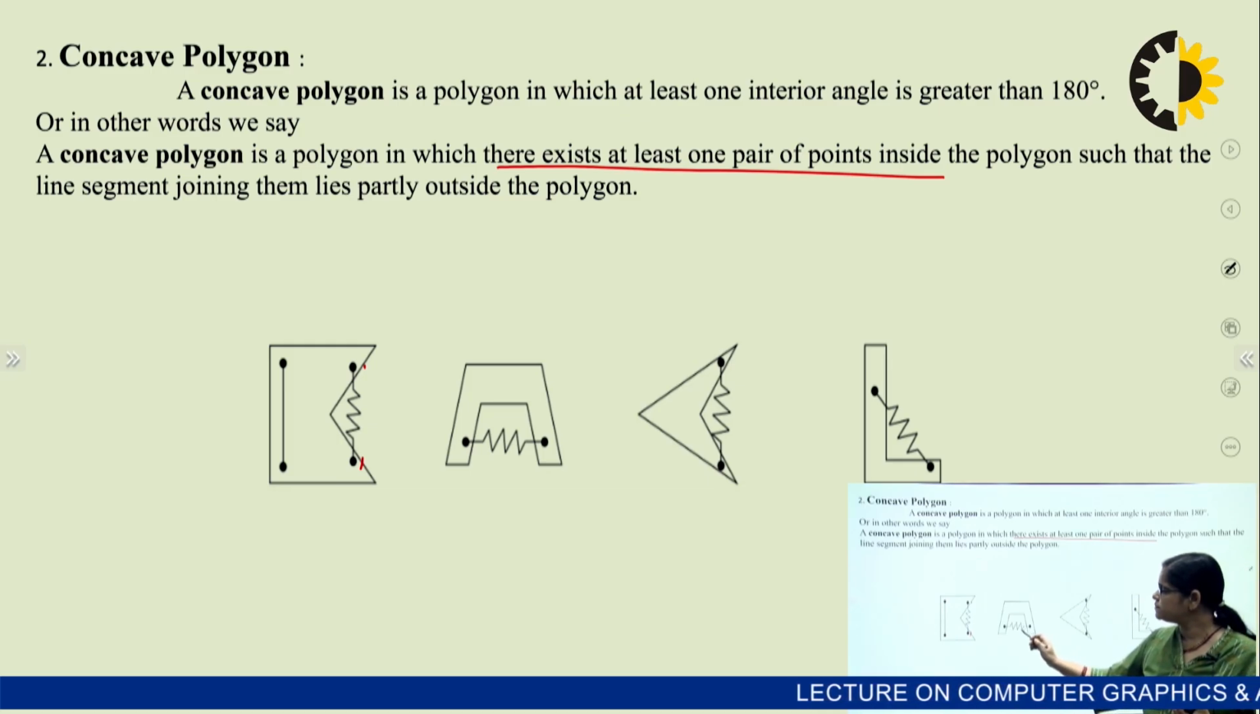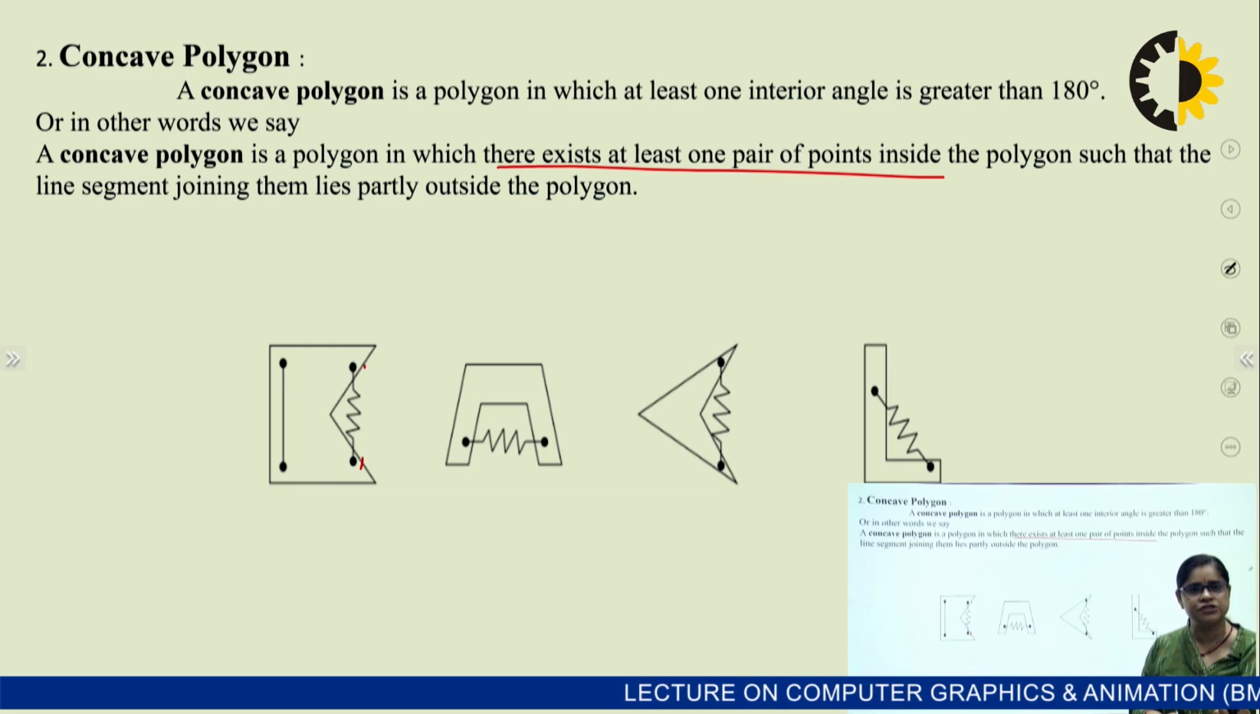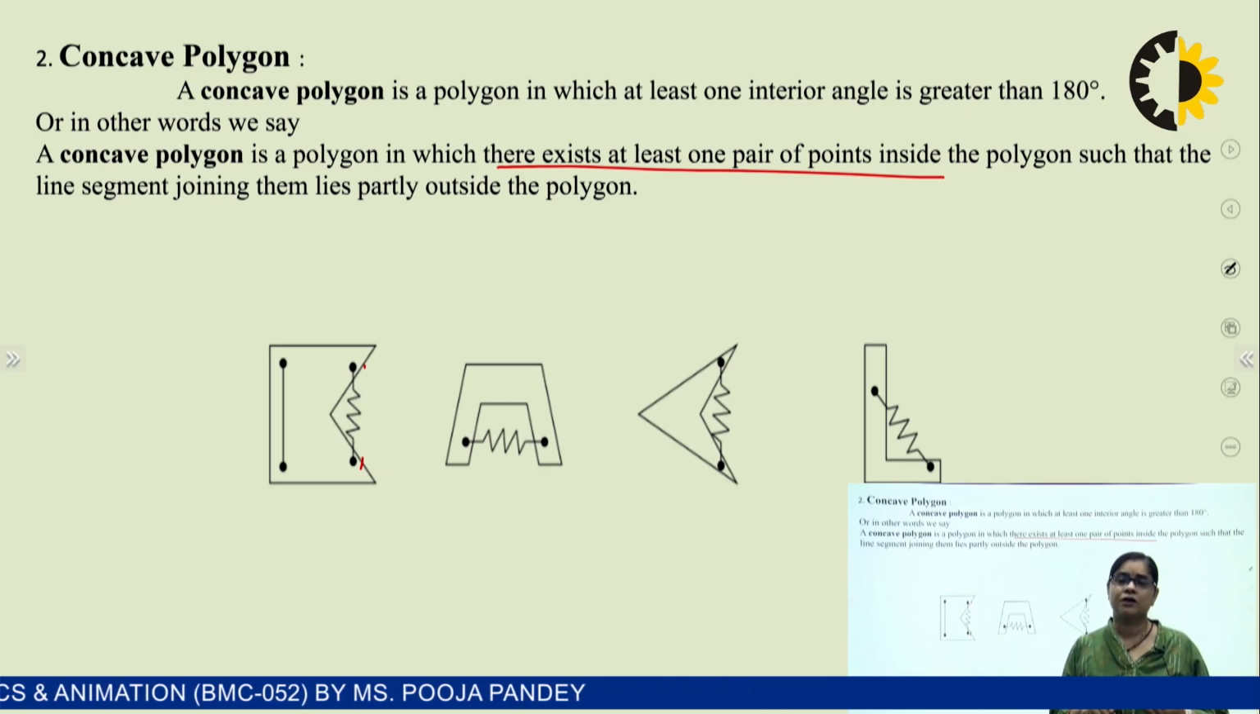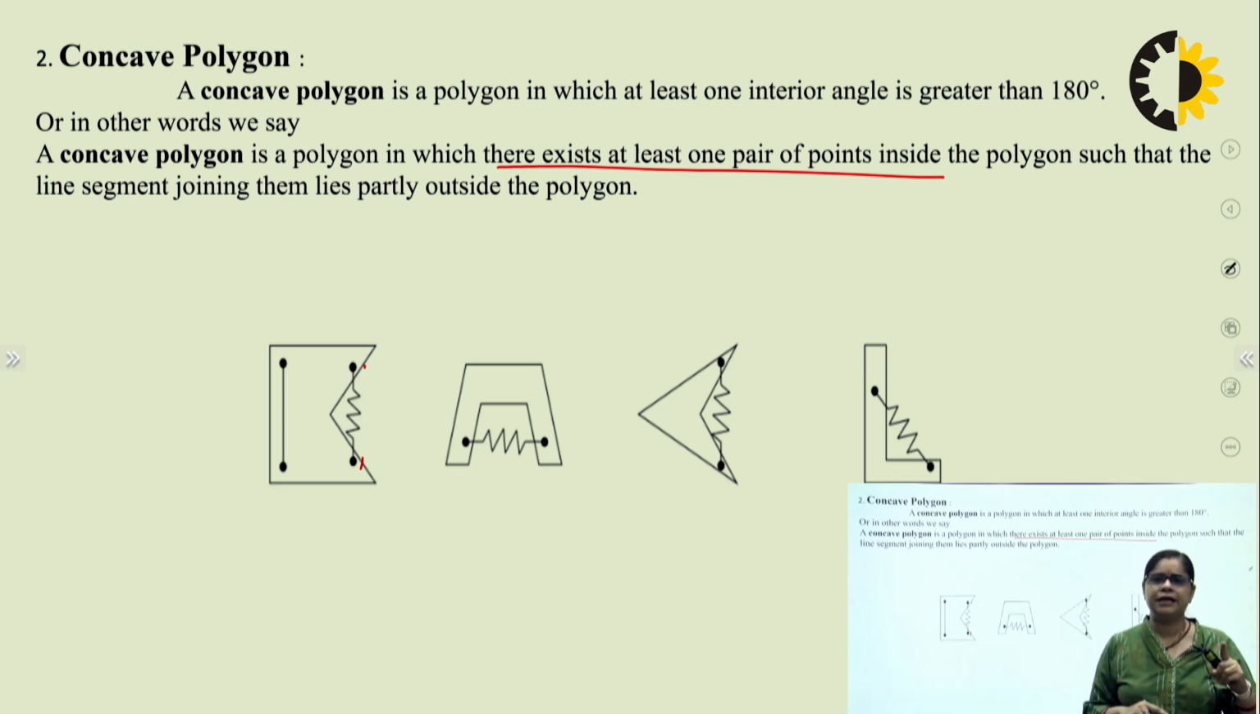Here also, in this picture, the line segment is partially outside the polygon. So this means that it is a concave polygon. What I am discussing, you have to keep in mind when you are taking the concave polygon. Two things should be kept in mind. First, one of the interior angles will be greater than 180 degrees. Second, partially the line segment will be outside the frame.